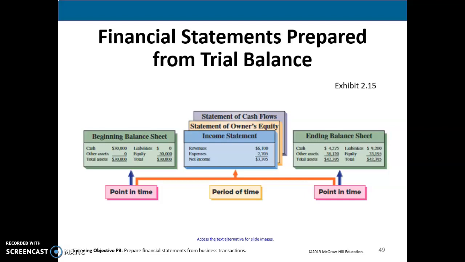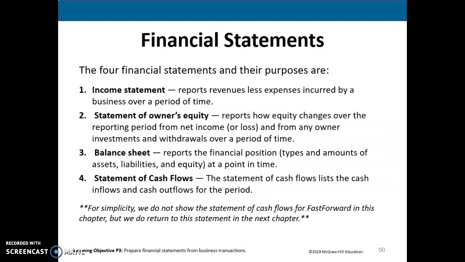As we saw in the last chapter, after the trial balance has been prepared, we begin preparing these financial statements. We're always going to start with the income statement because net income from the income statement goes into the statement of owner's equity. After the income statement, we prepare the statement of owner's equity because the ending balance of owner's equity appears on the balance sheet. Then we prepare our balance sheet, and finally we prepare our statement of cash flows last.